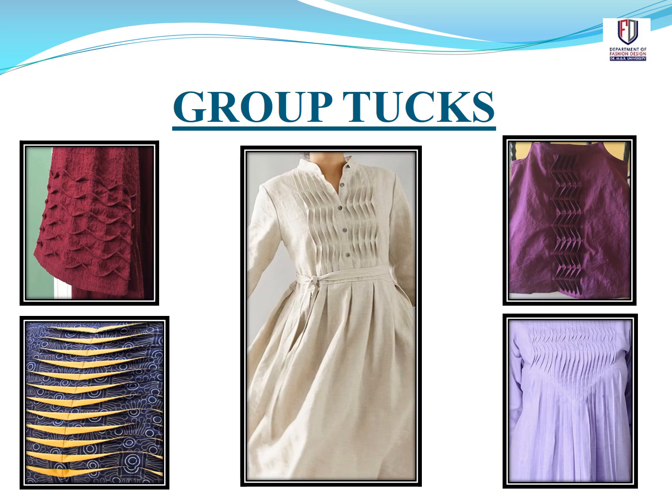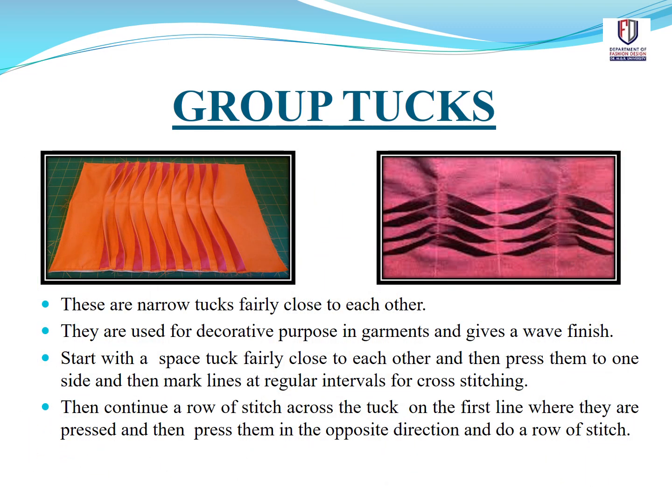Group tucks. These are narrow tucks fairly close to each other. They are used for decorative purposes in garments and give a wave finish. To start with a group tuck, a space tuck is done fairly close to each other and then press them to one side and then mark lines at regular intervals for cross stitching. Then continue with a row of stitching across the tuck on the first line where they are pressed and then press them in the opposite direction and do a row of machine stitch. The same thing has to be followed till we get the wave finish.